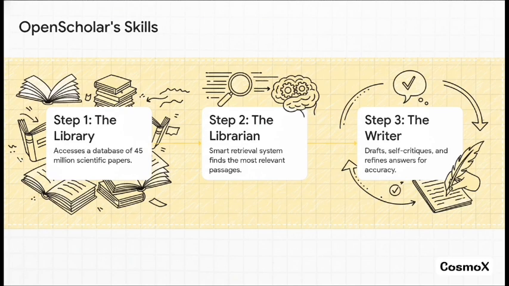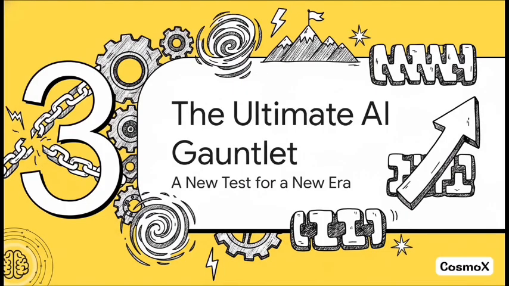Then, it has an expert librarian, a super smart system that knows exactly how to find the most relevant passages for your question. But this next part, the writer, this is the crucial bit. It doesn't just spit out text, it drafts an answer. Then it critiques its own work against the sources, and it refines it again and again until the answer is both accurate and comprehensive.